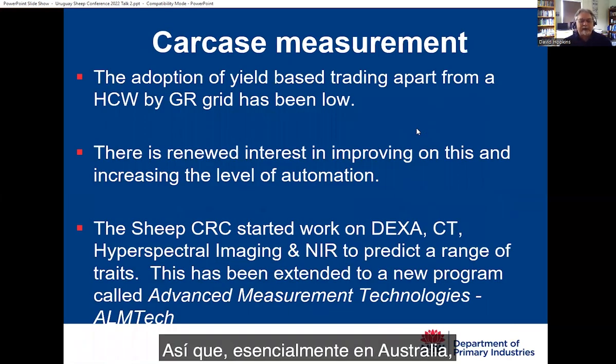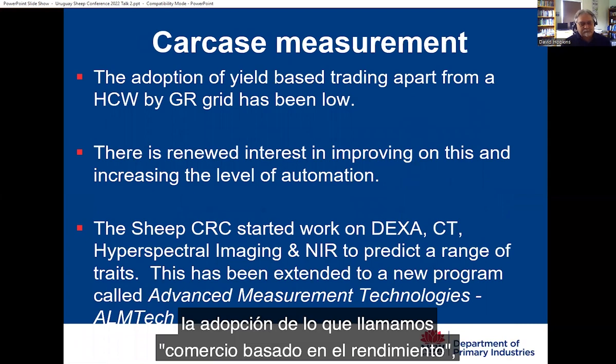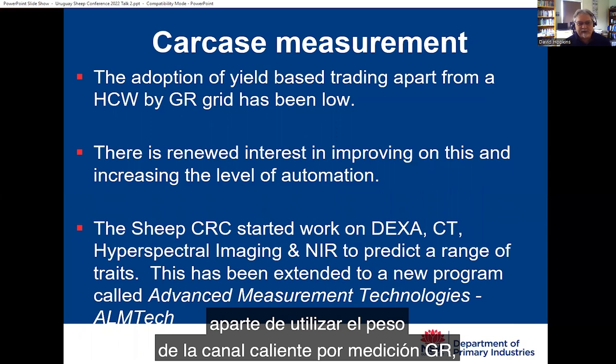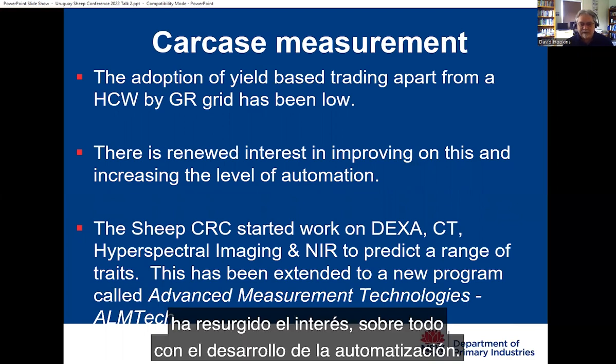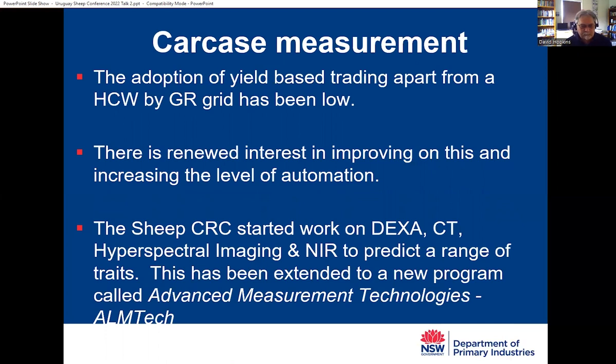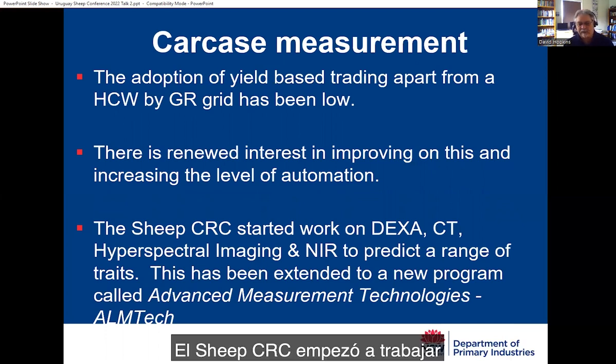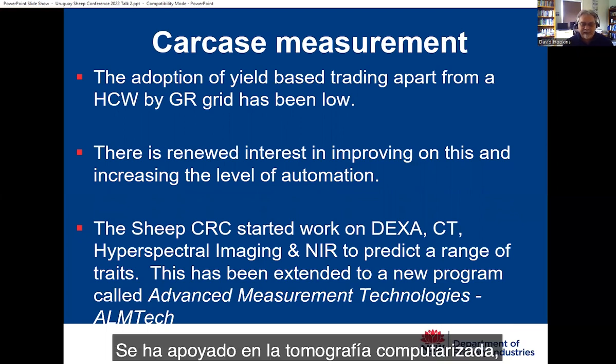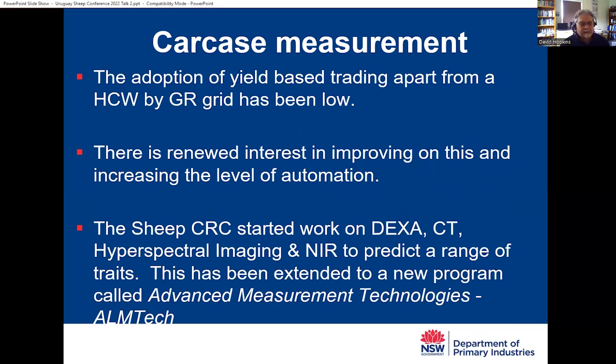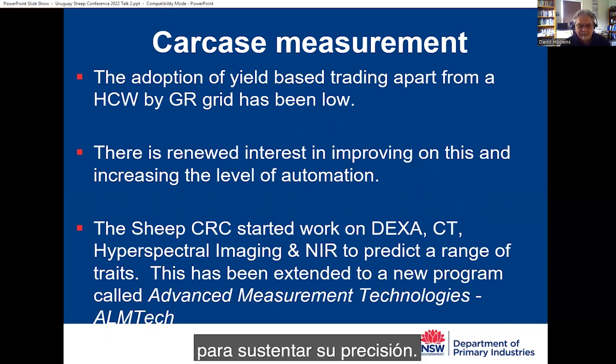So, in essence, in Australia, really the adoption of what we call yield-based training, apart from using carcass weight and GR, has been low. But there has been renewed interest in this in the last few years, particularly with the development of automation. And the Sheep CRC started work on DEXA, dual energy X-ray absorptiometry. It was underpinned with computer tomography, CT scanning, to give it the basis for its accuracy.